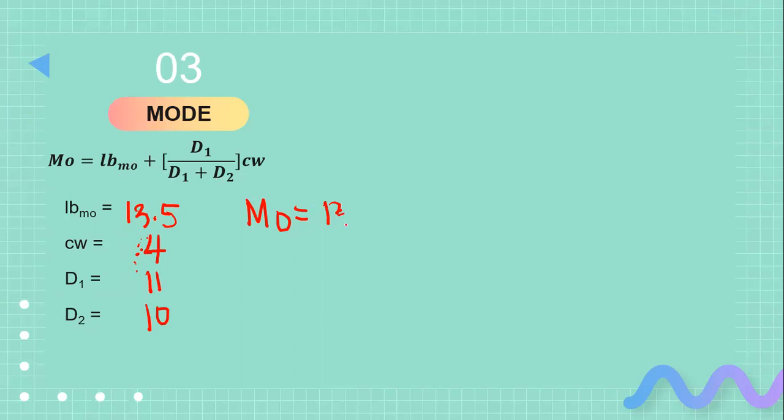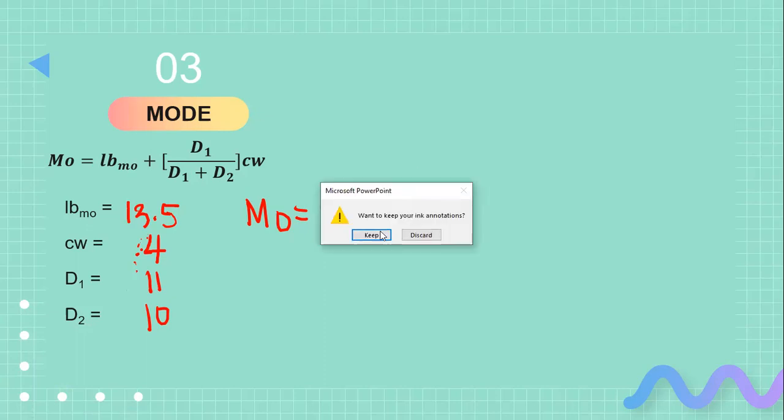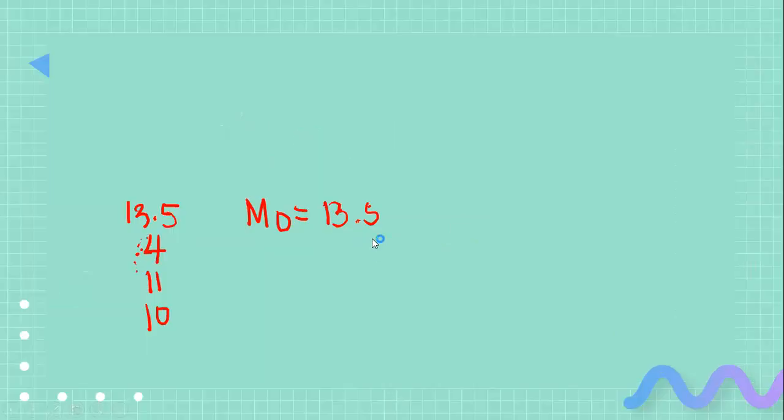Okay. 13, wait, we'll erase it, class, no? Because it's a bit... Okay. Very good. No. 13.5.